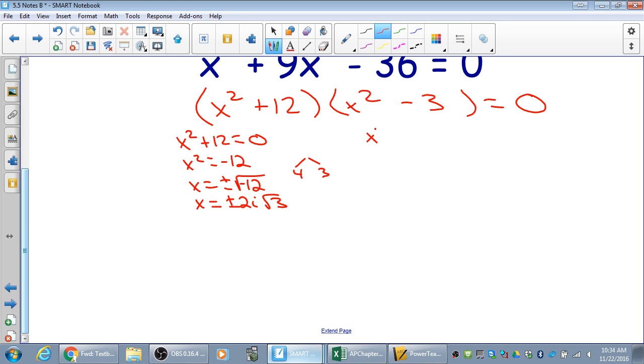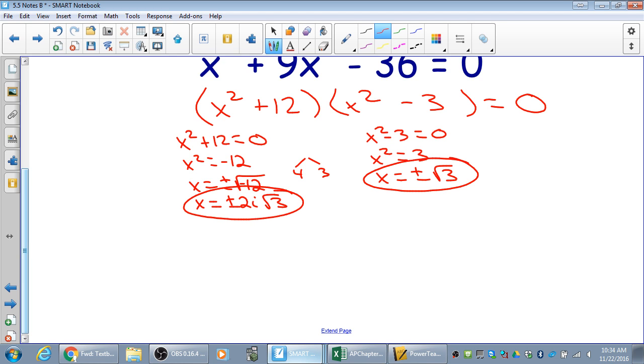Now we have the other side. Add 3. x equals plus or minus square root of 3. And square root of 3 we can't do anything with. So we end up with 4 answers, just like we said we needed. There's 2 here, and there's 2 answers there for a total of 4. Now a couple of them are imaginary. That's okay.